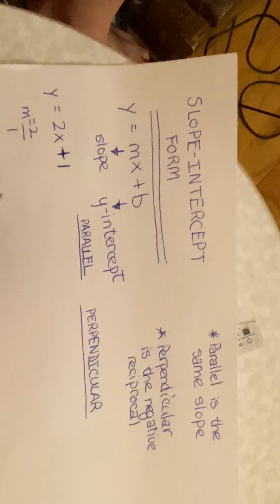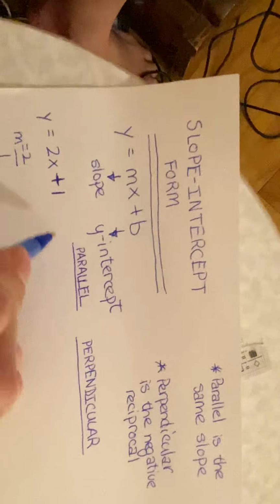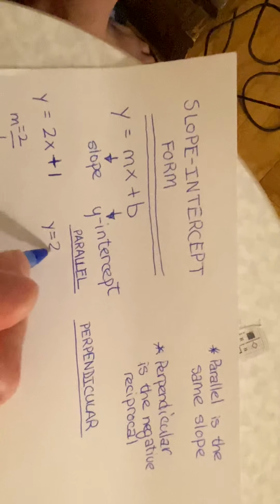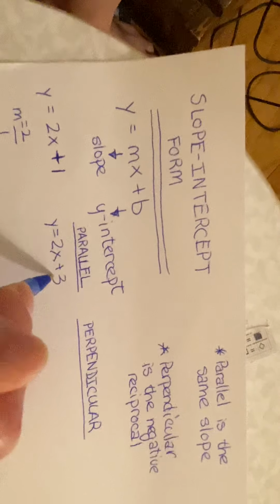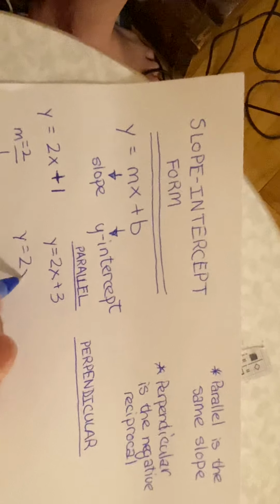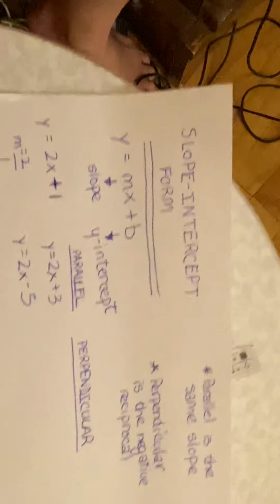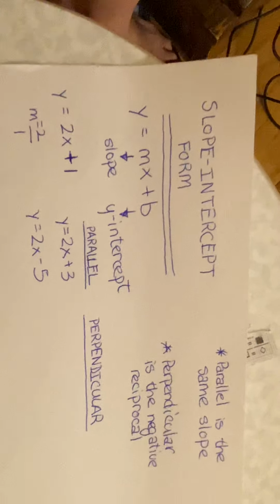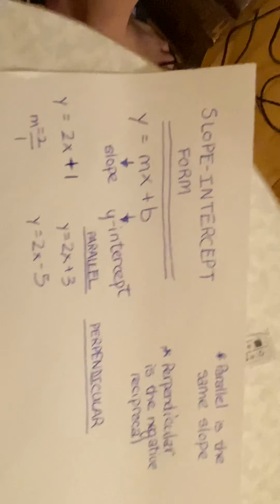So we want to get a line that's parallel. That means that the slope is going to be the same. So it can be y equals 2x plus 3. It's just a different y-intercept. Y equals 2x minus 5. The y-intercept can be any number, but the slope has to be the same.